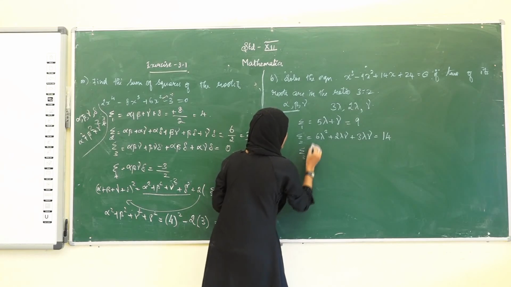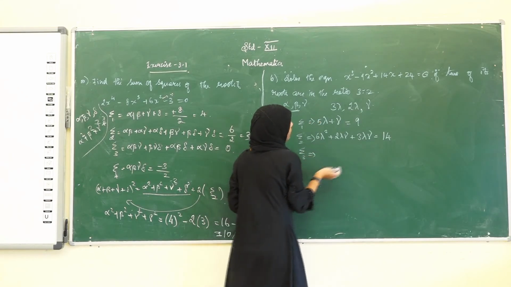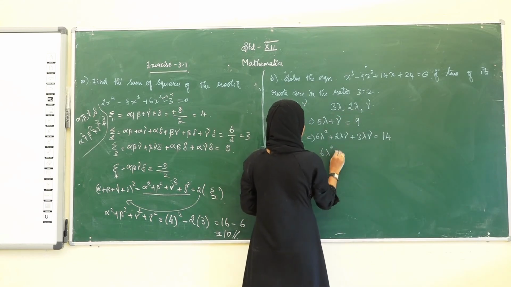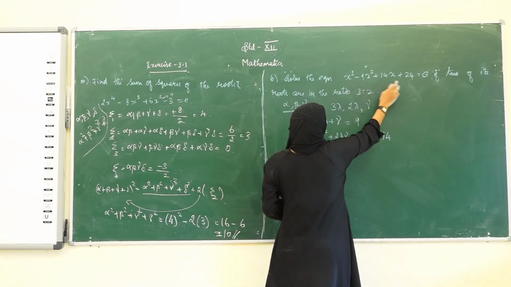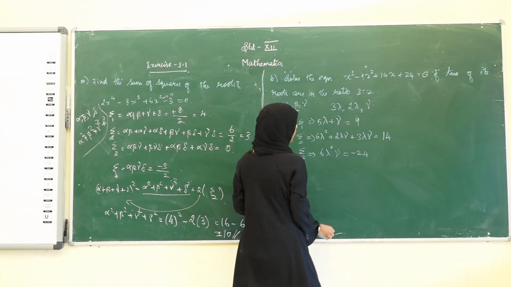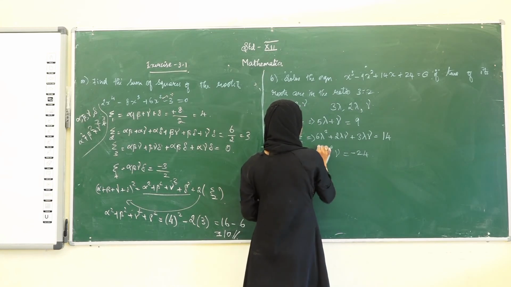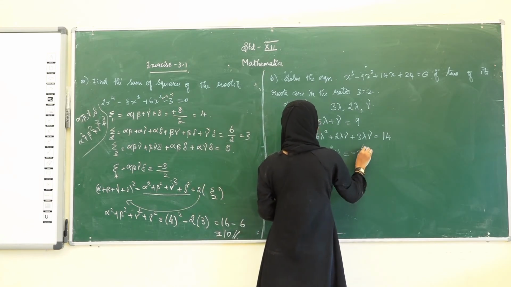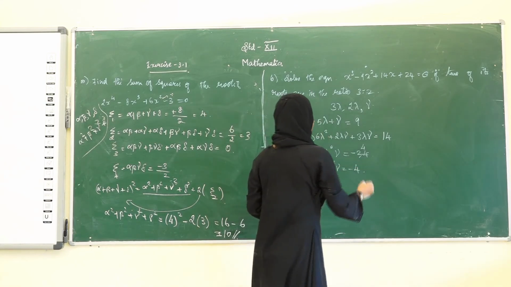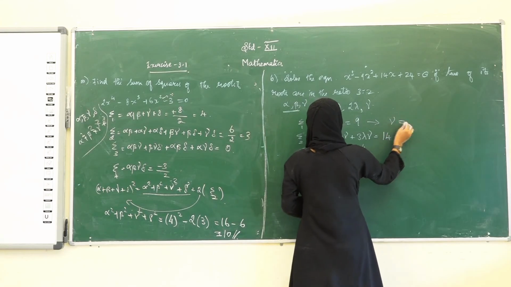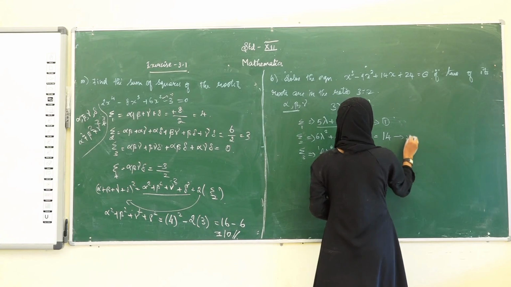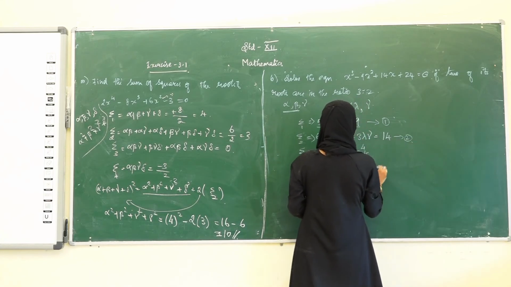And then summation 3 is the product of the roots, that is 6 lambda square gamma is equal to minus 24. I am cancelling, 6 4s are 24, that is lambda square gamma is equal to minus 4. Let us name the first one as equation 1, this one is equation 2, and this one is equation 3.